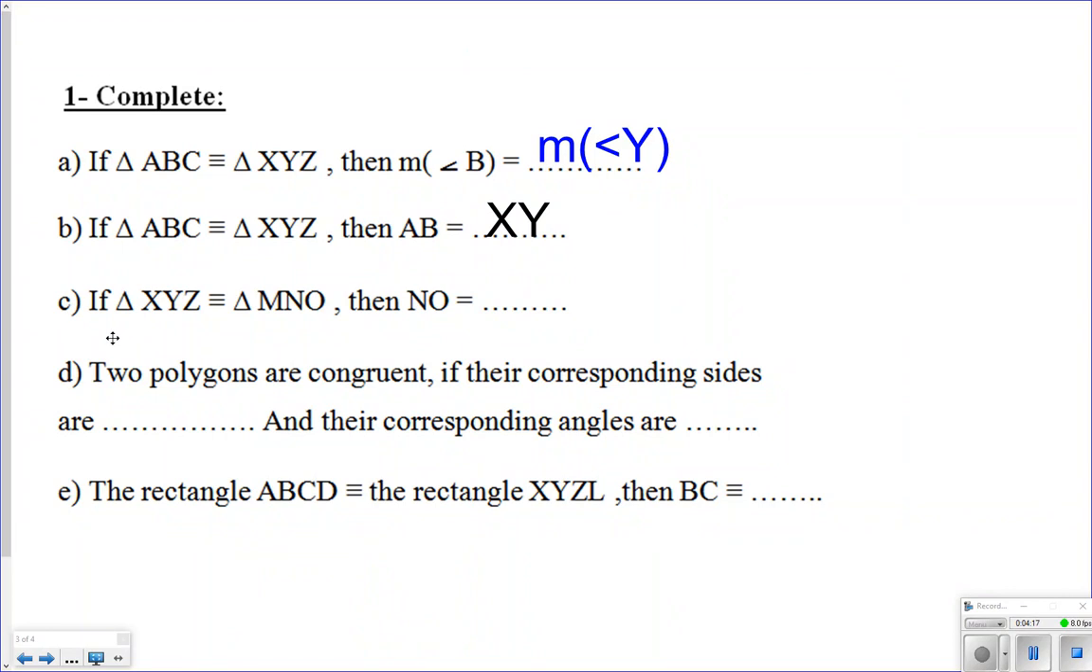Question C. If triangle XYZ is congruent to triangle MNO, then NO equals what? NO is the second letter and third letter from here, so it will be equal to the second letter and the third letter, which are YZ. Easy? It's very easy.